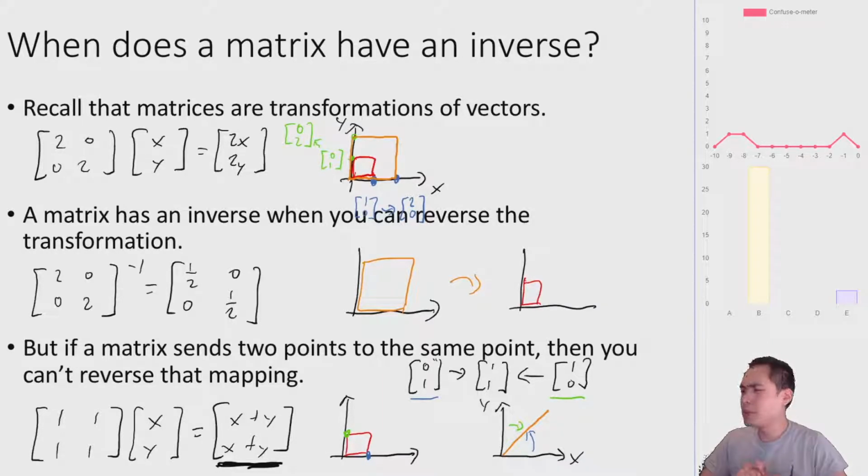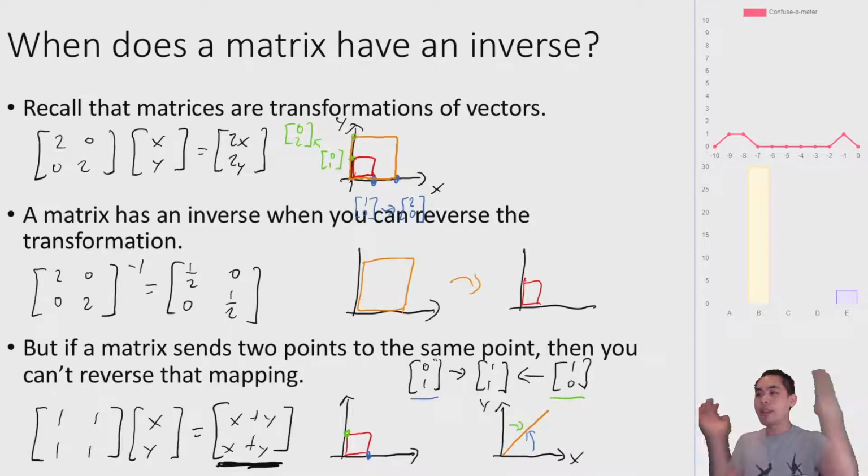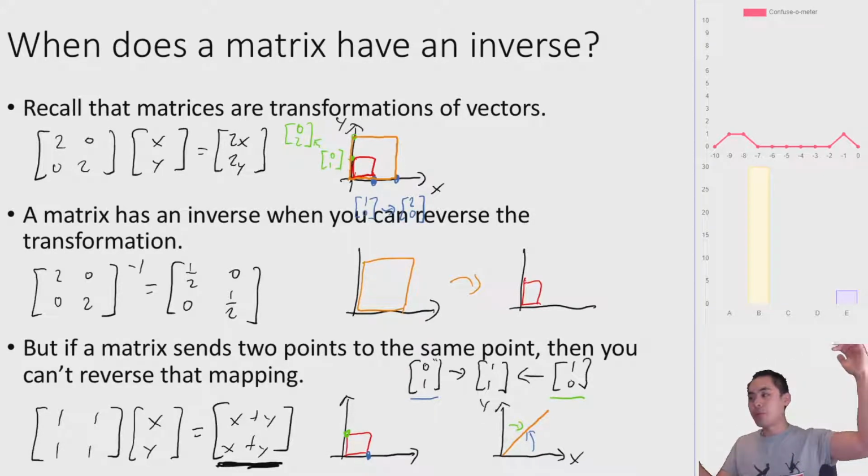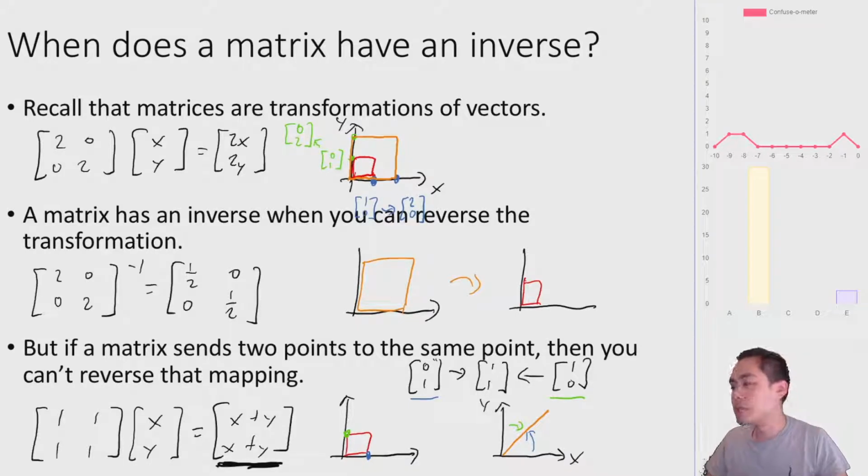Does that make a bit more sense? So basically, this operation forces everything to collapse down to the line, even if they started farther away. No matter where you start, you end up on this y equals x line after this transformation. But this is a bad thing because you can't reverse it, and we can actually formalize these ideas of collapsing into a line.